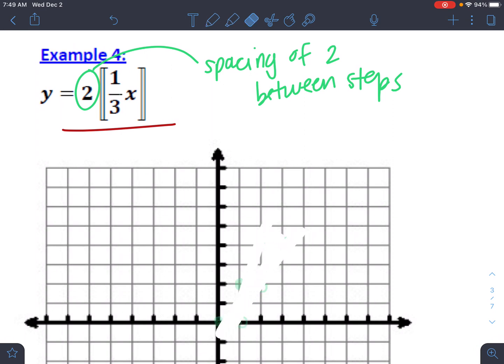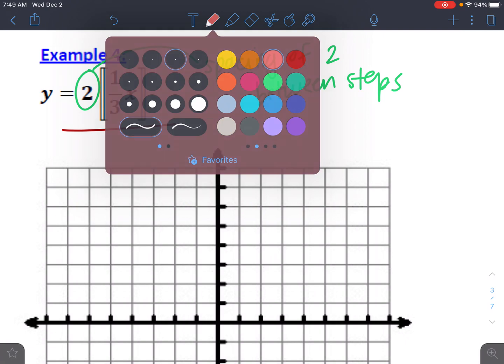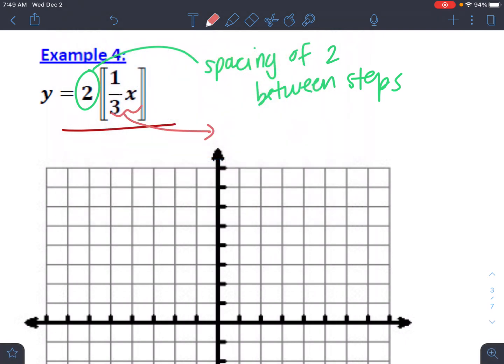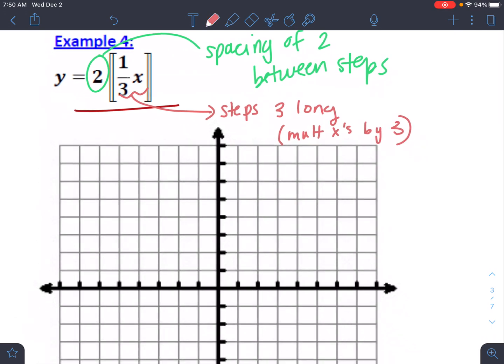But this other number, you might guess, does something too. So this typically inside would mean you multiply the x's by 3. So your steps are going to be 3 long. Because this is 1/3, you're multiplying the x's by 3. That's really what it's doing. So let's actually try graphing this here. And it's a pretty quick ending once you know those 2 rules.